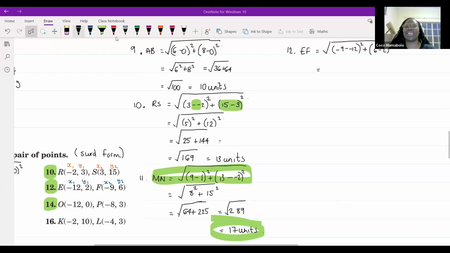Okay, let's continue. All right, so I'm just going to get here the square root of -9 plus 12. That's going to give me 3 squared. Plus 6 minus 2 will give me 4 squared. That's the same as the square root of 25, which is equal to 5. All right, 5 units.